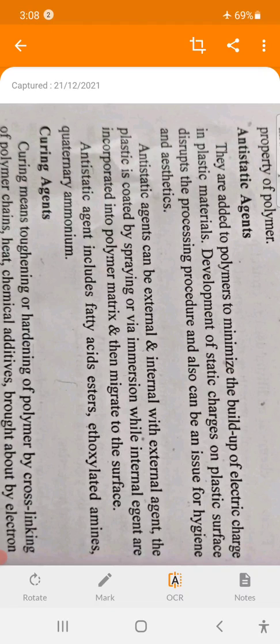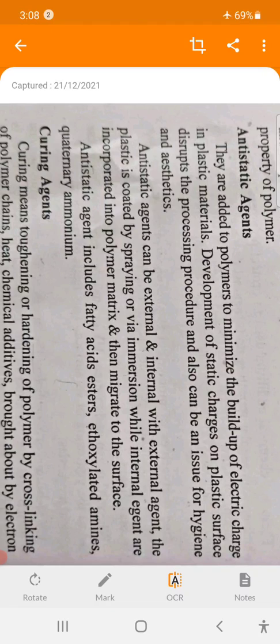Then antistatic agents are added to polymers to minimize the buildup of electric charge in plastic materials. That is, development of static charges on plastic surfaces disrupts the processing procedure and also can be an issue for hygiene and aesthetics. Antistatic agents can be external and internal.